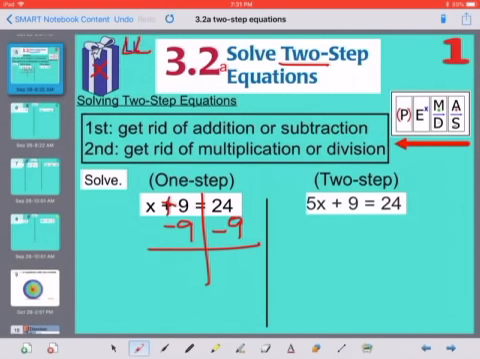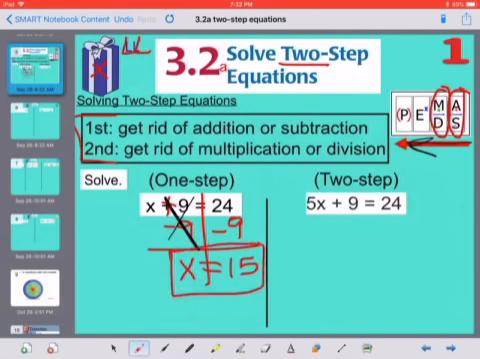Before I go too far, the other way to solve is doing order of operations, but backwards. So we would first get rid of adding and subtracting, then multiplying and dividing. This one only had adding and subtracting, so we're going to get rid of that one step like we did yesterday. So positive 9 and negative 9 eliminate, and we're left with x equals, and 24 take away 9 should leave you with 15.